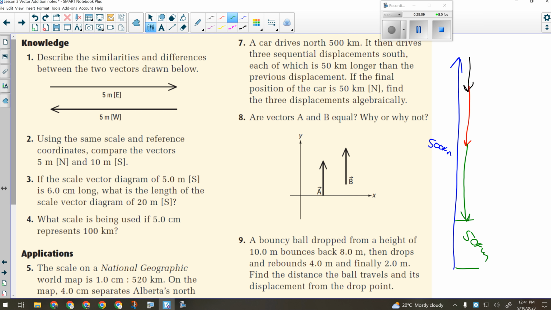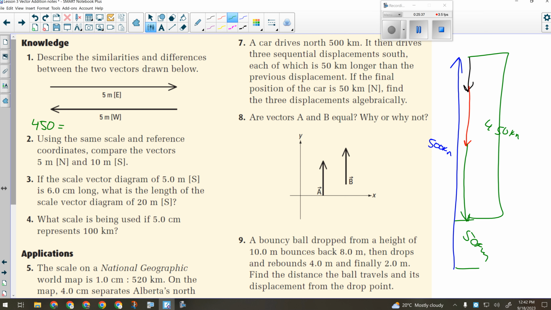Now we go to the algebra part. It never tells us how long any of these are. It says there's three sequential, and each one is 50 kilometers longer than the first, which is useless because I don't know how long the first one is yet. Okay, so here's what I want to do. Set it up like a math equation.